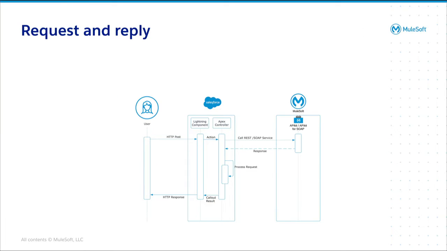The first pattern that we're going to look at is called request and reply. In this pattern, let's say that you're using Salesforce to track leads, manage your pipeline, create opportunities, and capture order details that convert leads to customers. But the Salesforce system doesn't contain or process orders.